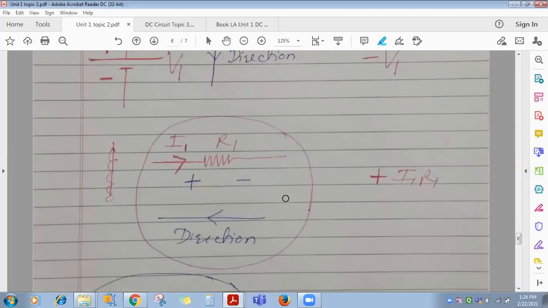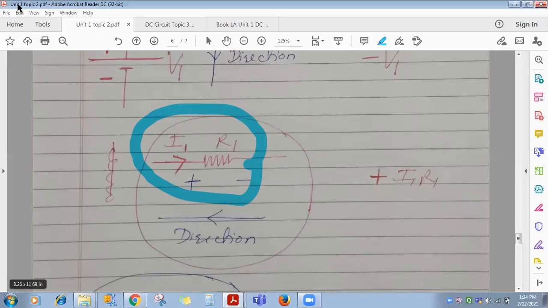Yes. Can you hear me? Yes, ma'am. So whenever current is flowing through any resistance, there will be some voltage drop across it. Can you tell me, across this resistance R1, if I1 is the current flowing, how much will be the voltage drop? I1 R1. Correct. So here current is I1, resistance is R1, so I1 R1 is the voltage drop across this resistance.